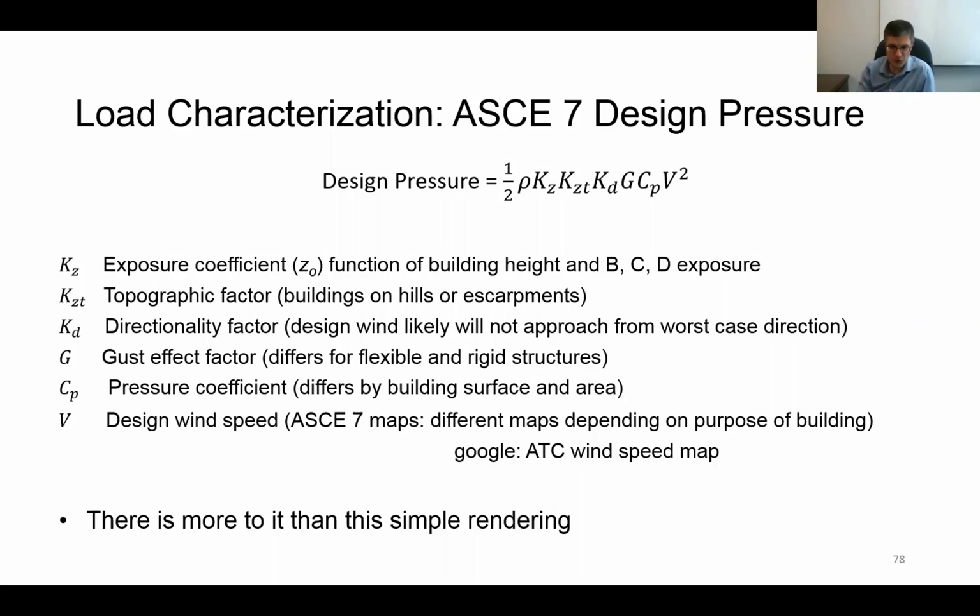And there's the pressure coefficient we talked about and the design wind speed. Of course, we'd be using ASCE 7 maps to get this design wind speed. That's going to be different depending on where you're located in the country. Wind speed maps have contours with wind speeds on them.